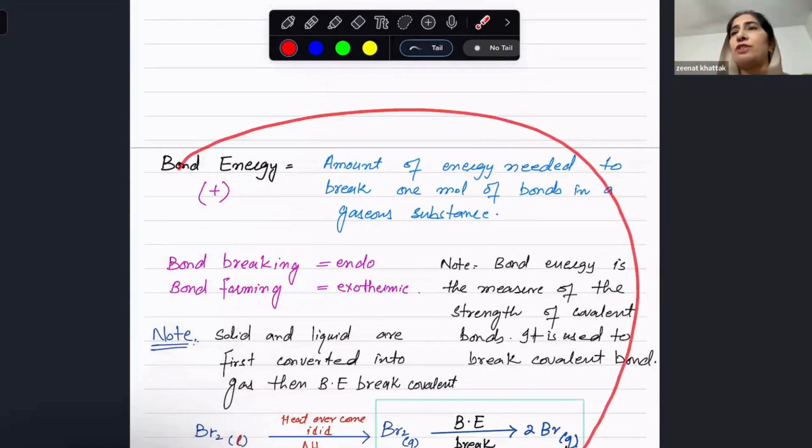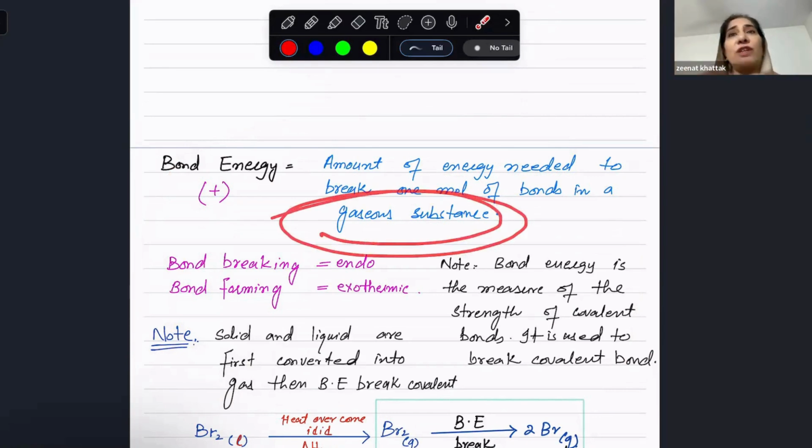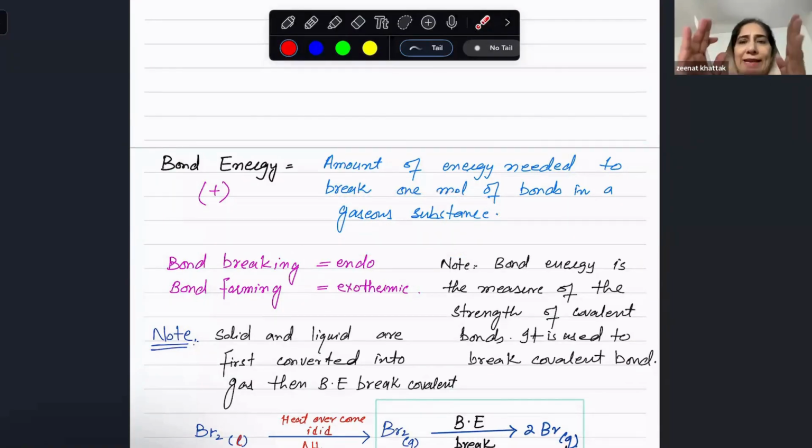Right? I'm at bond energy. And you know what is bond energy? Bond energy is the amount of energy needed to break 1 mole of the bonds, covalent bonds, in gaseous substance. You know why? In all the gases, we consider the gases to be what? Ideal. If they're ideal gases, they don't have intermolecular forces. They have only what? Covalent bond.